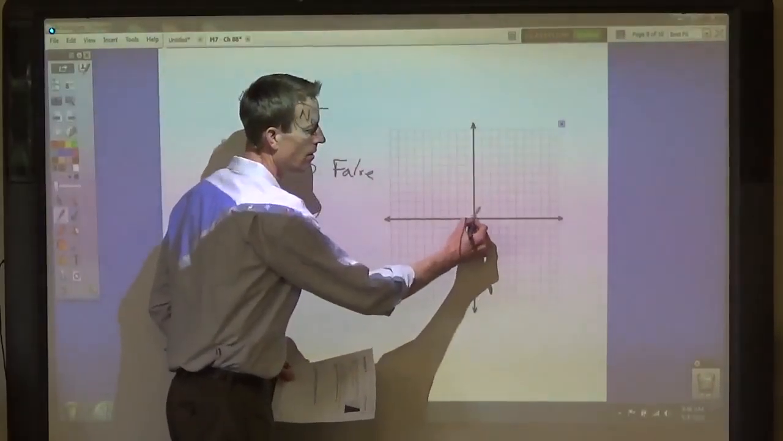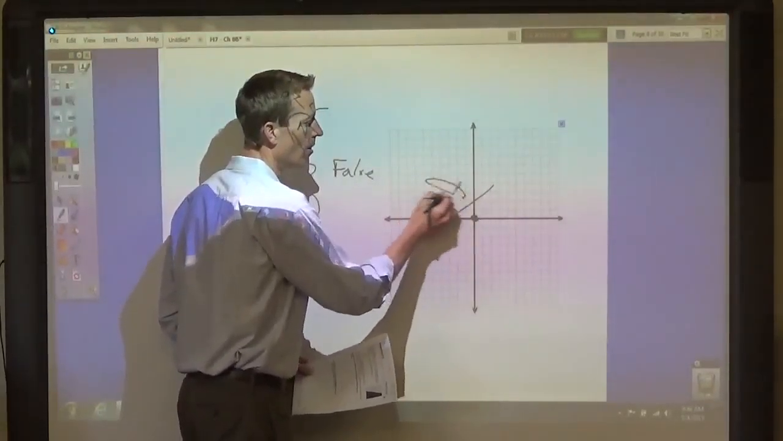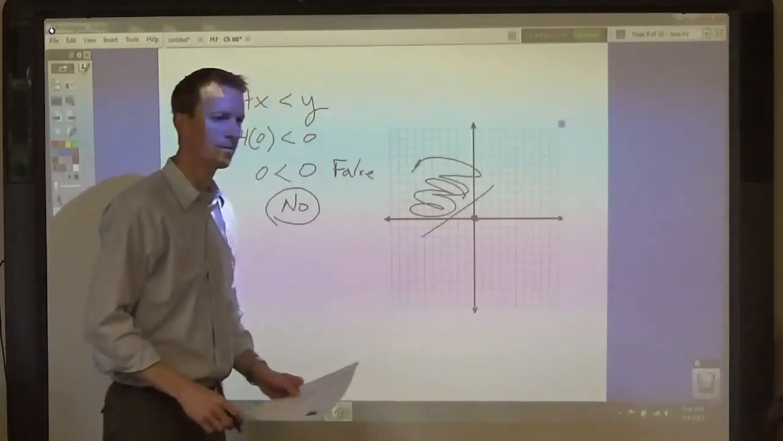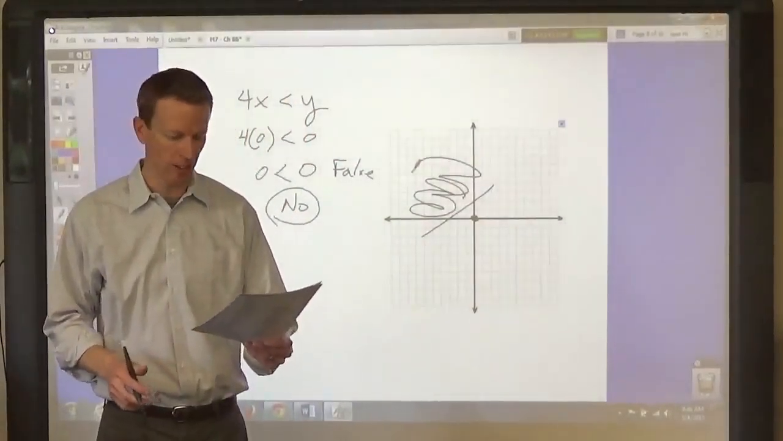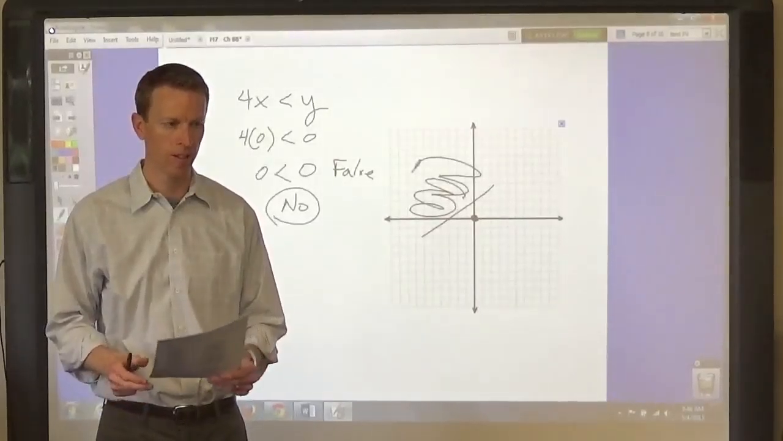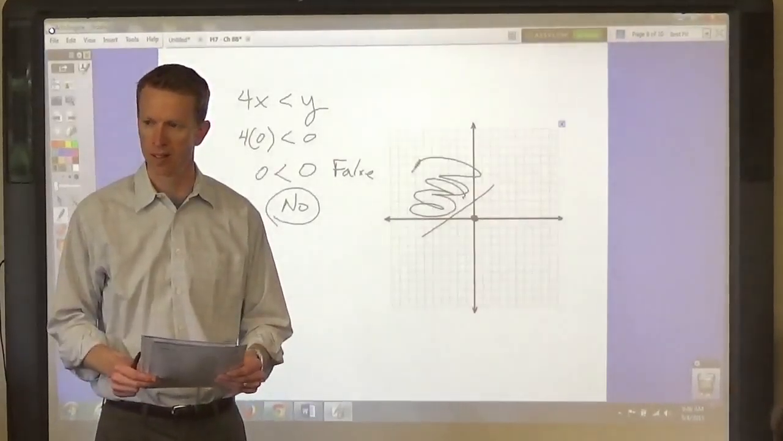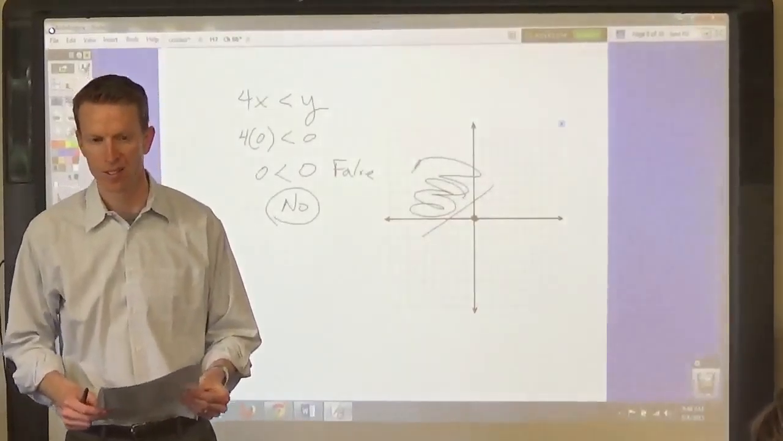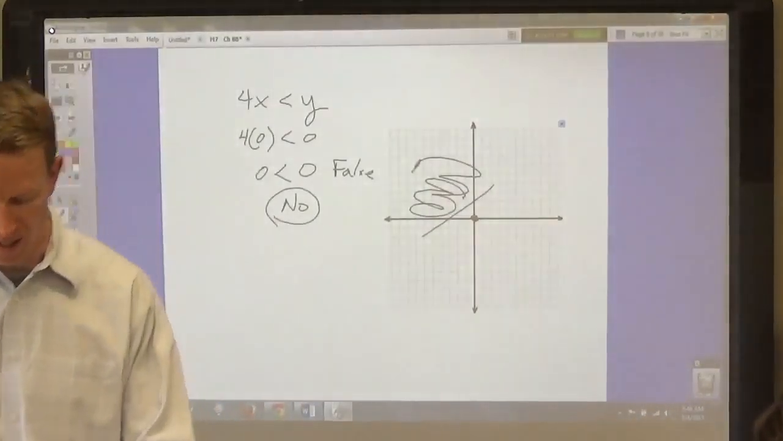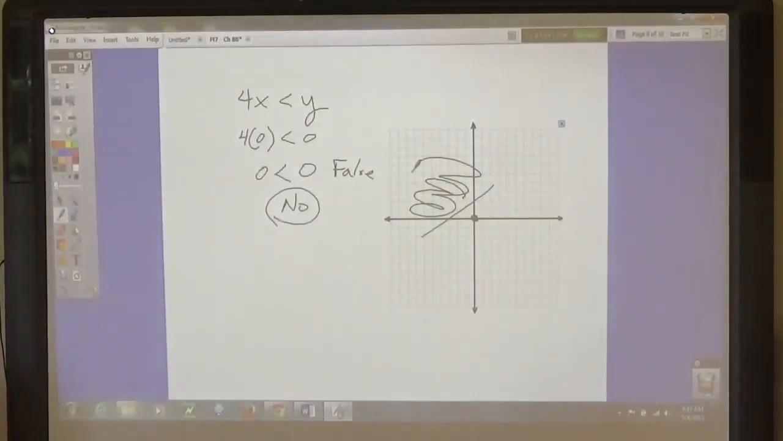If it's false, you would shade away from 0. Okay? Shade the other side that's away from 0. Okay? Any questions on this? All right. So do the reteaching side first.